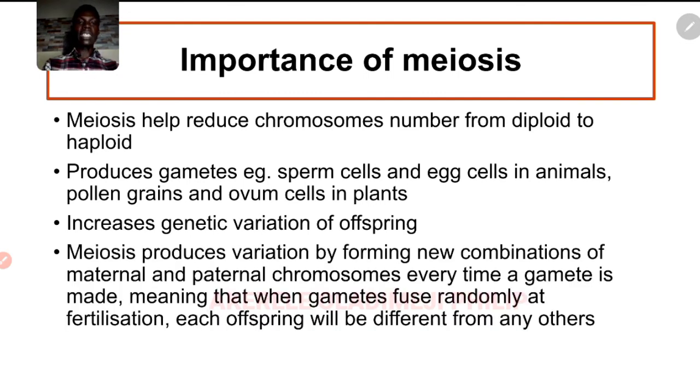Now, the next thing is meiosis produces variation by forming new combinations of maternal and paternal chromosomes every time a gamete is made, meaning that when gametes fuse randomly at fertilization, each offspring will be different from any others. So all the crossing over and the fact that we have the egg cell coming from the mother and the sperm cell coming from the father brings about a new organism that is different from both of the parents.